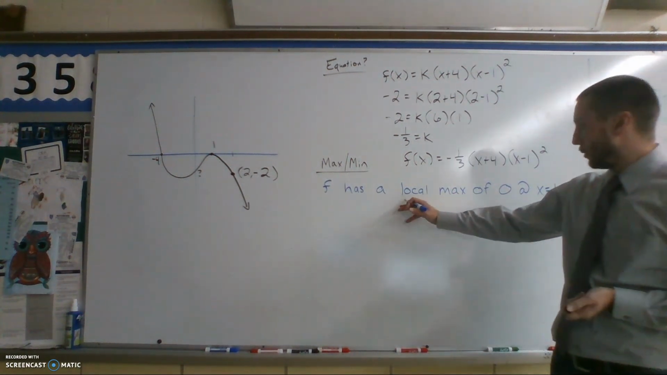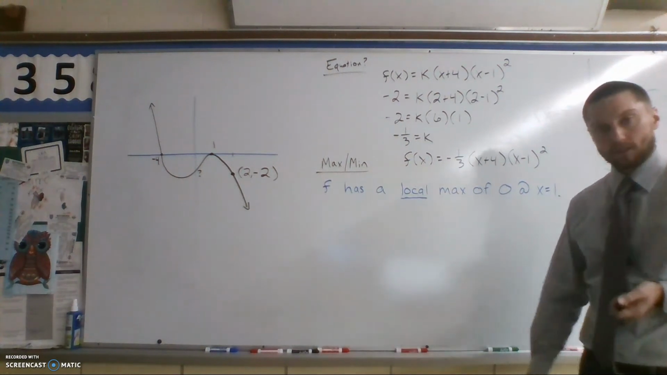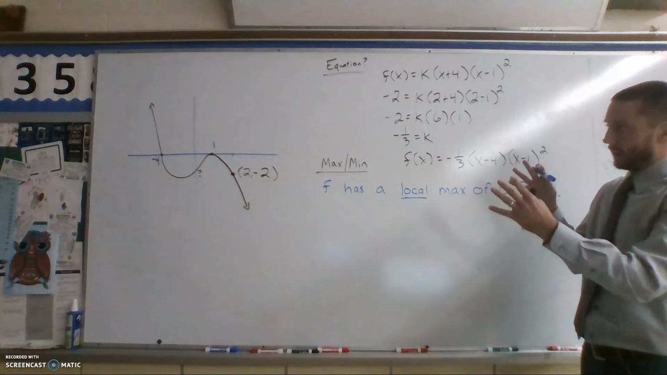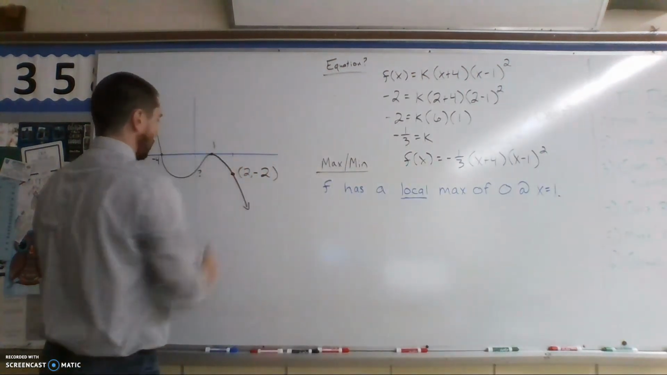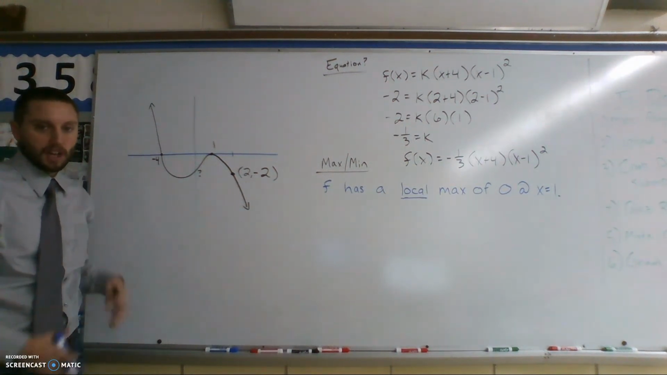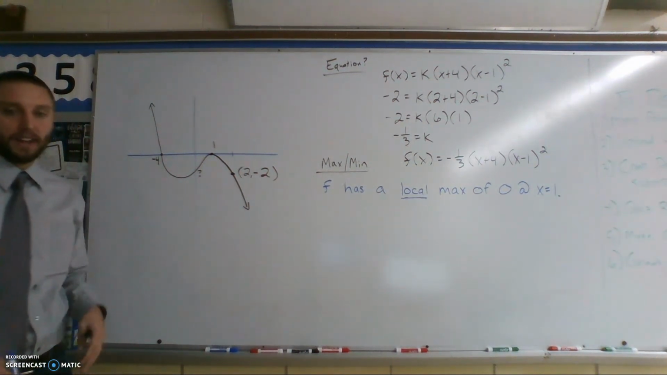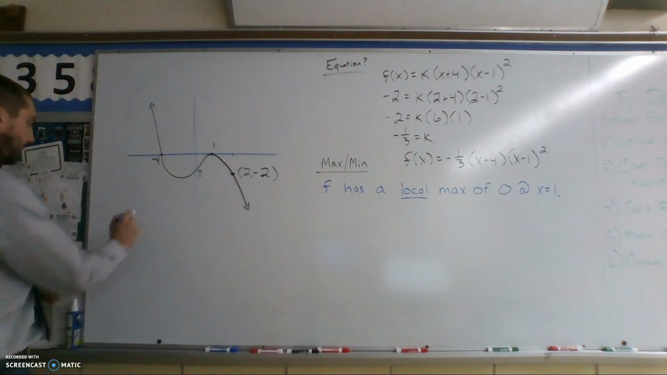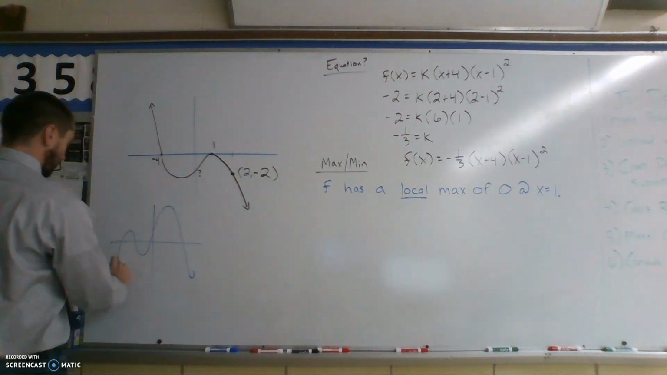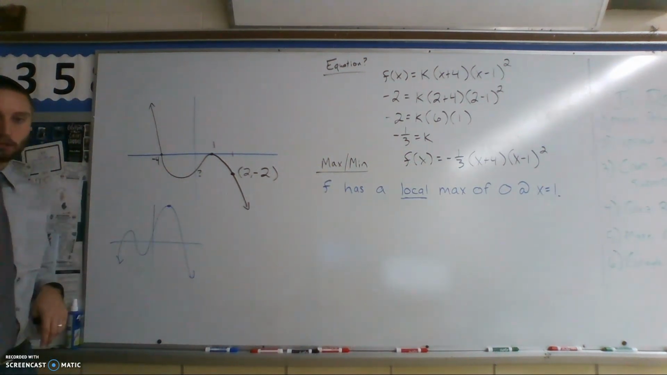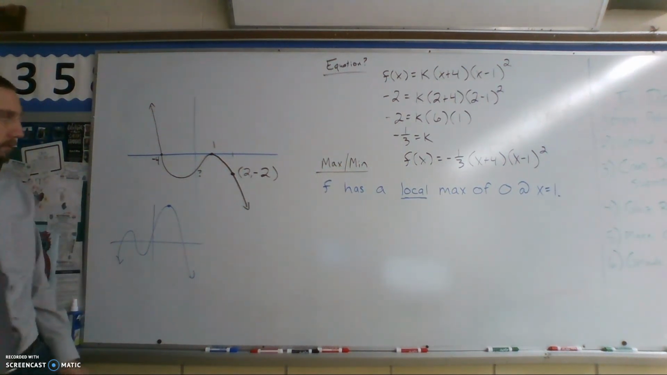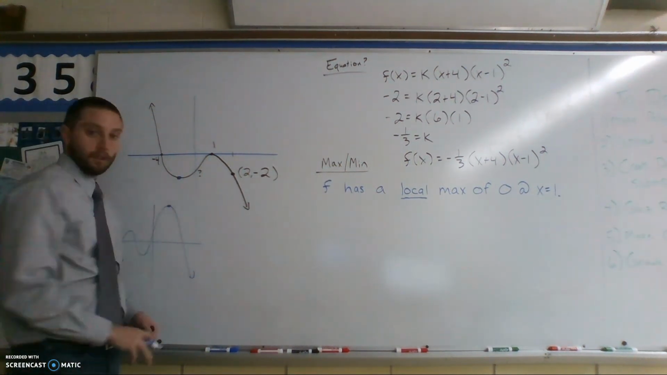So what does all this mean? First of all, what is a local max? A local max means that in this area, it is our biggest value, but it's not the highest point on the whole graph. If it was the highest point on the whole graph, we would call that a global maximum. Here's an example of what a global maximum looks like. This would be a global maximum because it's the highest point on the whole graph. This is called a local maximum.